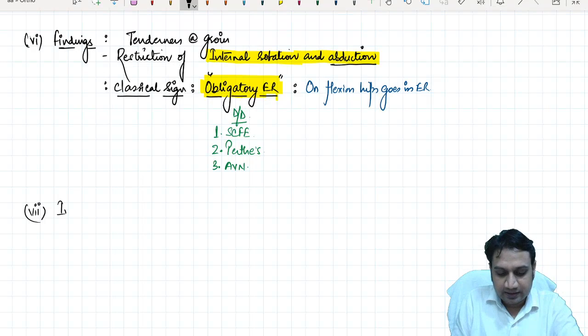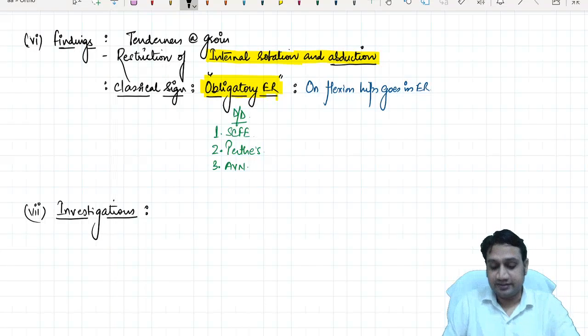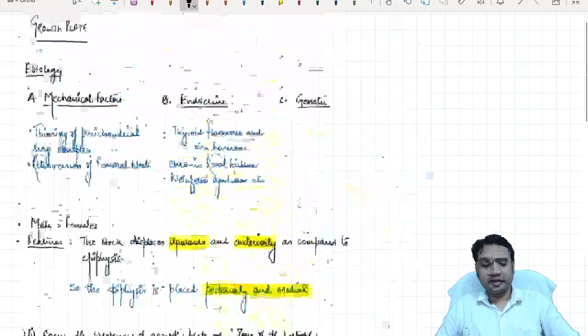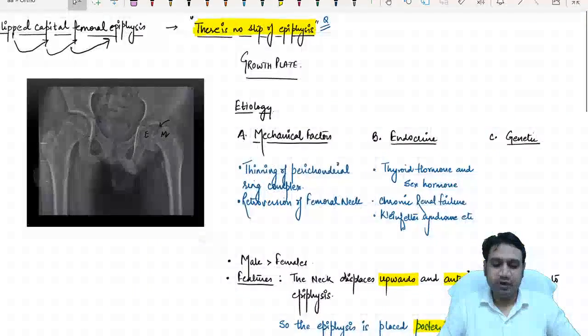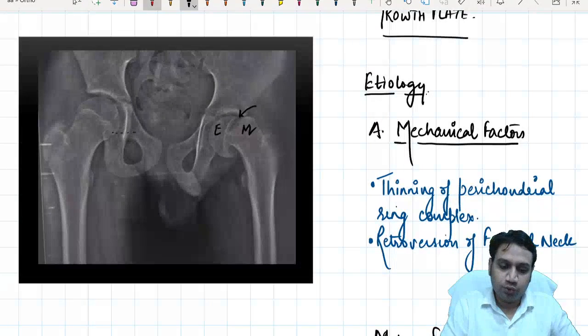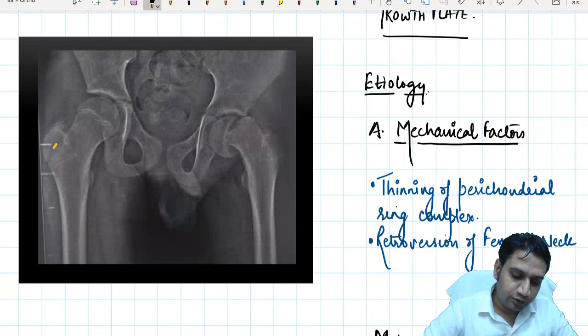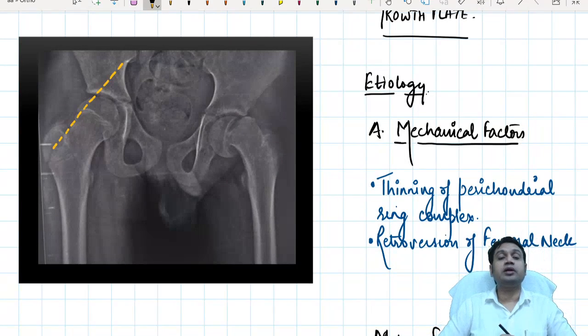When you investigate, the first investigation that we always get done in orthopedics is X-rays, isn't it? So what important thing are you going to find on X-ray? X-ray may not be classical every time, like the one I have just shown you. So what you have to do in X-ray, you have to draw one line parallel to the superior femoral neck like this.